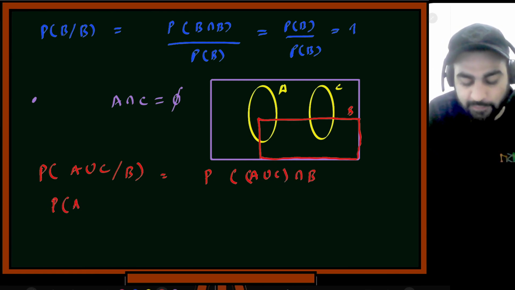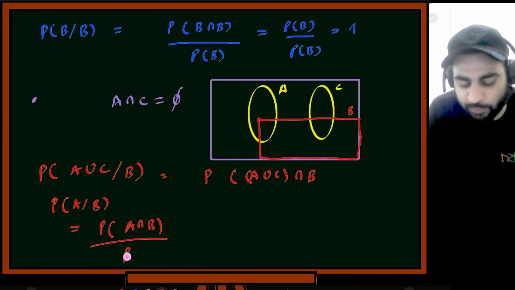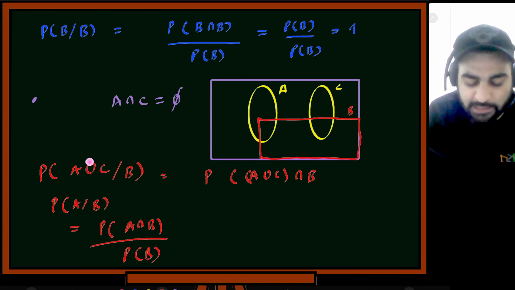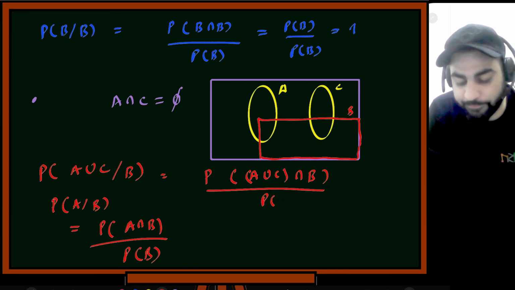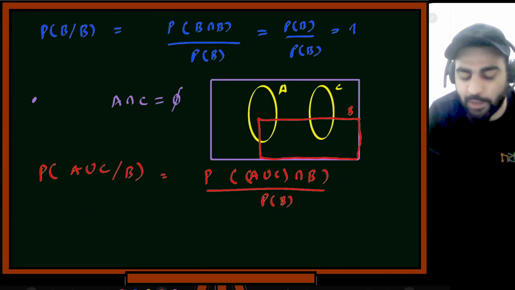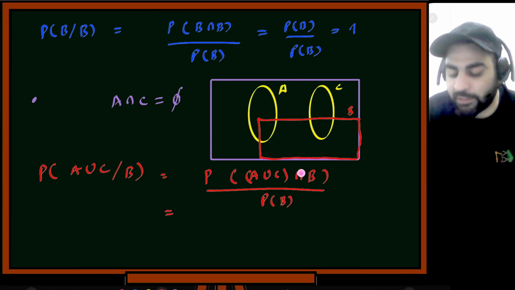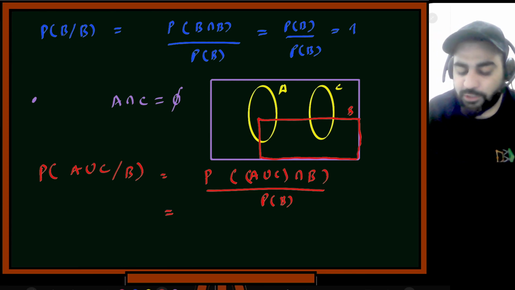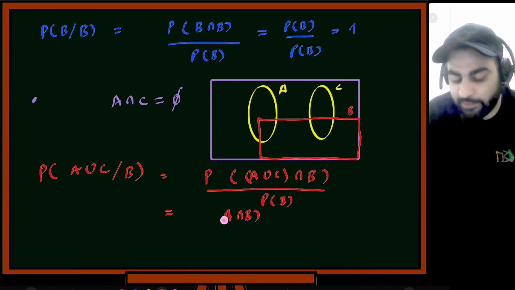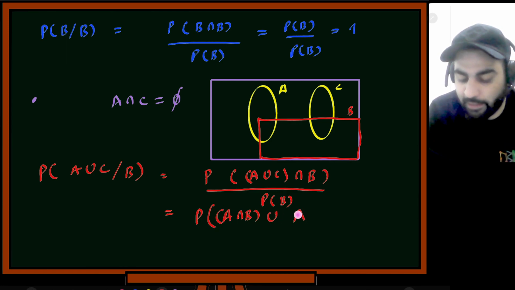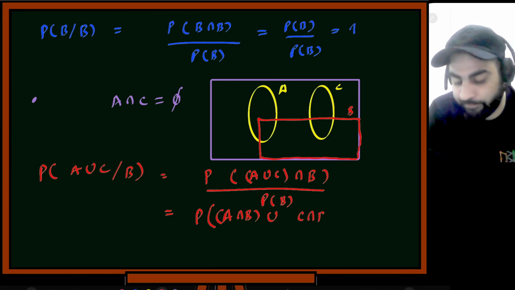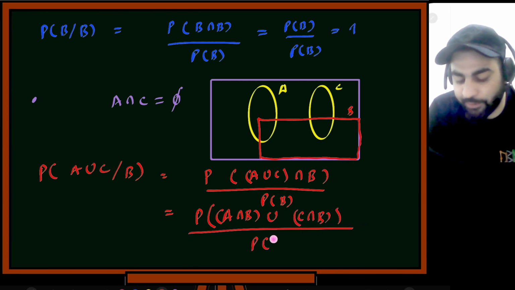If we had probability of A given B, what did we do? We did probability of A intersection B divided by probability of B. Now here, consider A union C as one event, so this is probability of A union C intersection B divided by probability of B. By the distributive law, we can distribute the intersection onto the union, so we write the probability of A intersection B union C intersection B, divided by probability of B.